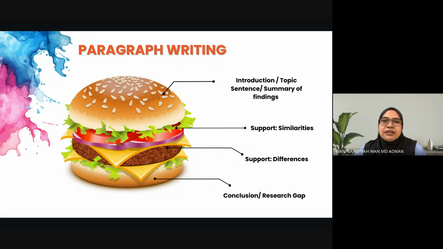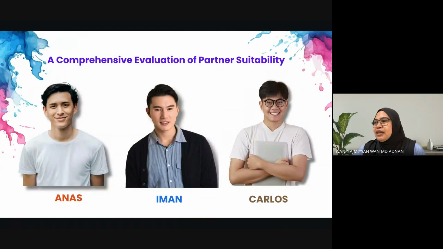For example, this is going to be a topic. Let's say there are 3 people here. You are going to do a comprehensive evaluation of partner suitability for your friend. We have 3 people here. Like I've mentioned earlier, we have Anas, Iman, and Carlos, for example.